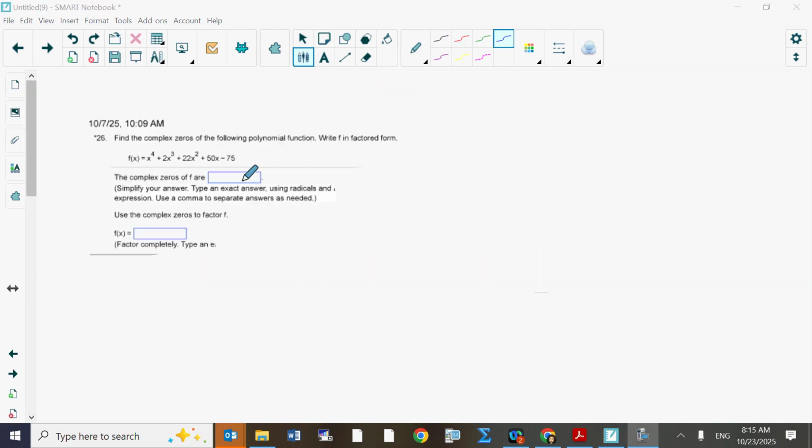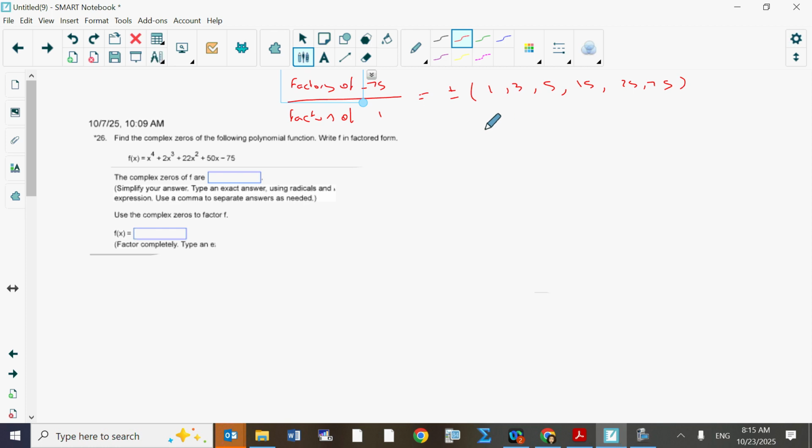Question number 26. Again, to find the complex zeros, I need to factor, but I cannot factor this, so I have to use the rational zero theorem. So you need to find factors of the constant term, which is negative 75, and then factors of 1. So the answer will be plus and minus. Factors of 75 are 1, 3, 5, 15, 25, and 75. Factors of 1 is just 1, so this will be the list of all the possible zeros of the function.